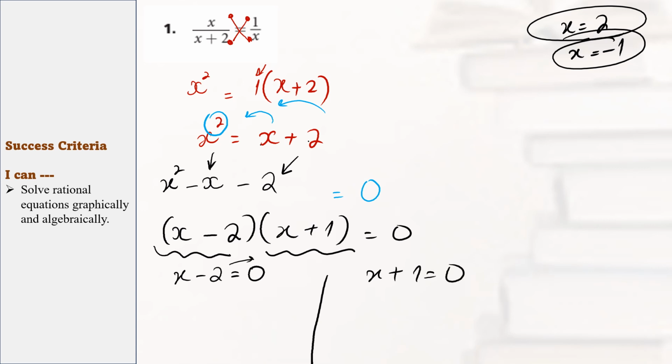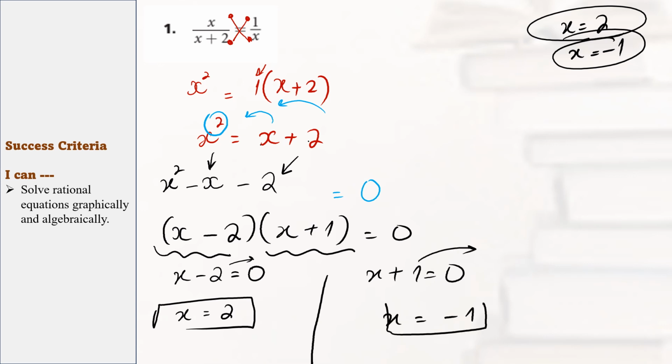Bring the negative 2 on the other side. You will get x equals to positive 2. Bring the positive 1 on the other side. You will get x equals to negative 1. You can see with the calculator you got the same answers.